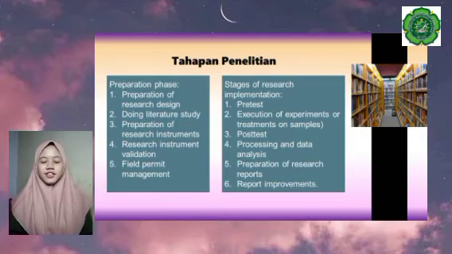The next is research phase. The research phase consists of two parts. The first is preparation phase. The first is preparation of research design. The second is doing literature study. The third is preparation of research instrument. The fourth is research instrument validation. And the last is field permit management.